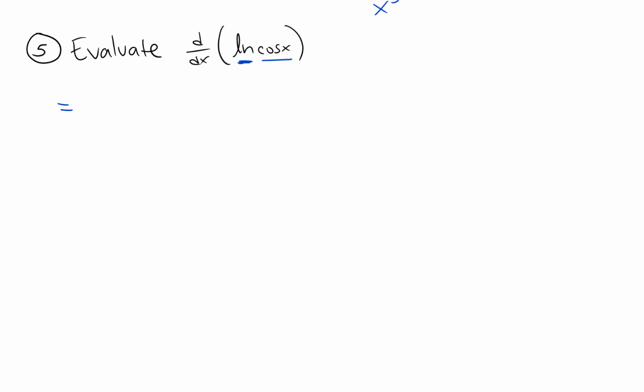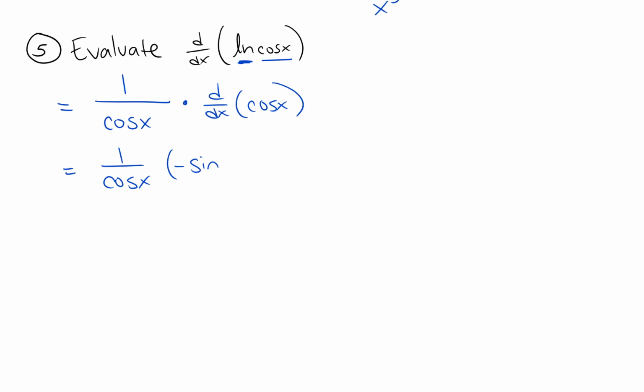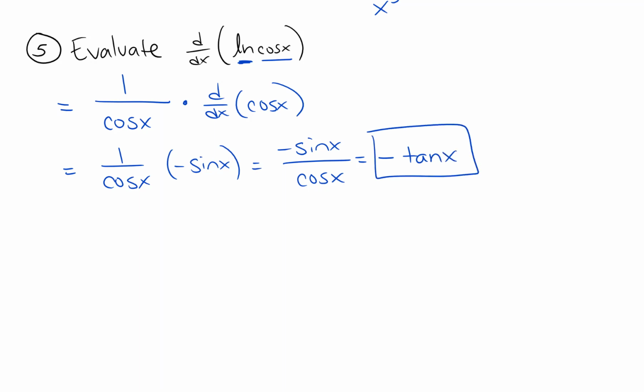So starting with the derivative of the outside portion, the derivative of natural log is 1 over x if we just had x, but I don't have an x, I have a cosine. And then I need to multiply by the derivative since I have a chain rule here. So the derivative of that inside function, being cosine. Evaluating that, the derivative of cosine is negative sine. So I have negative sine of x over cosine of x, which I can then simplify using my trig identities to negative tangent of x for my final answer.